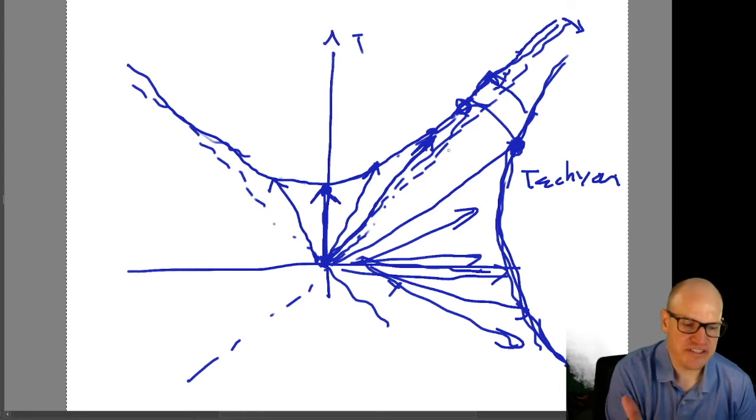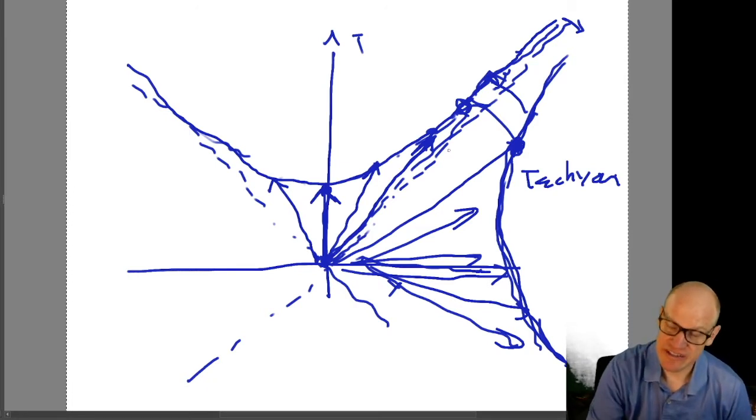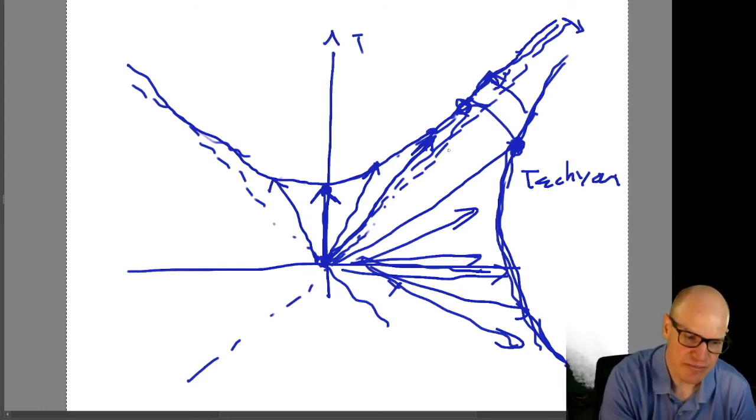All right, are there things that move faster than light? The answer is, well, none that have been discovered. As far as we can tell, no. So these tachyons have never been discovered. If they did exist, these are the transformation properties that they would have, but they've never been discovered.